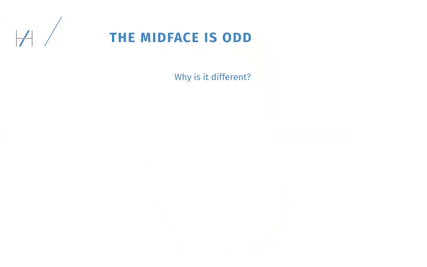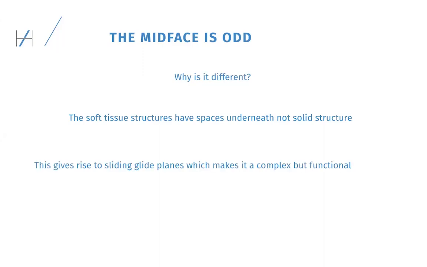So the midface anatomically is quite odd. It's a structure that's unlike anything else in the face. So why is it different? Well, essentially, the soft tissue structures, such as the fat pads, have spaces underneath them, not solid structures. And the reason for this is quite interesting, because if you think about the midface and where it lies anatomically in the face, it actually gives rise to glide planes, because it's a very, very functional part of the face.